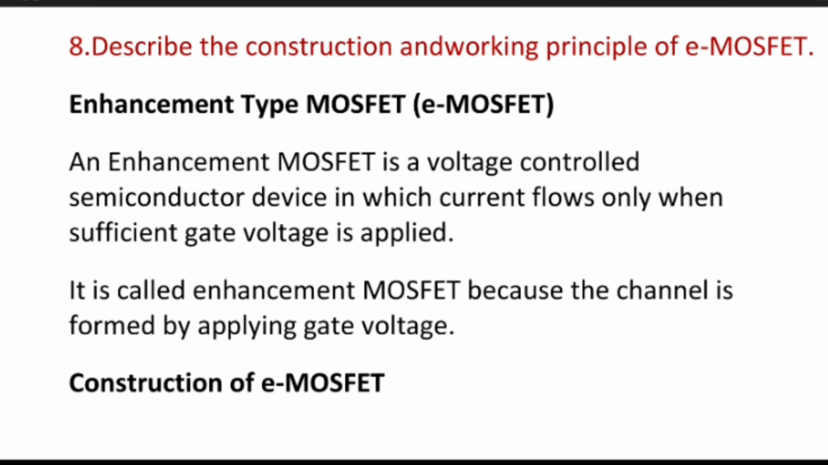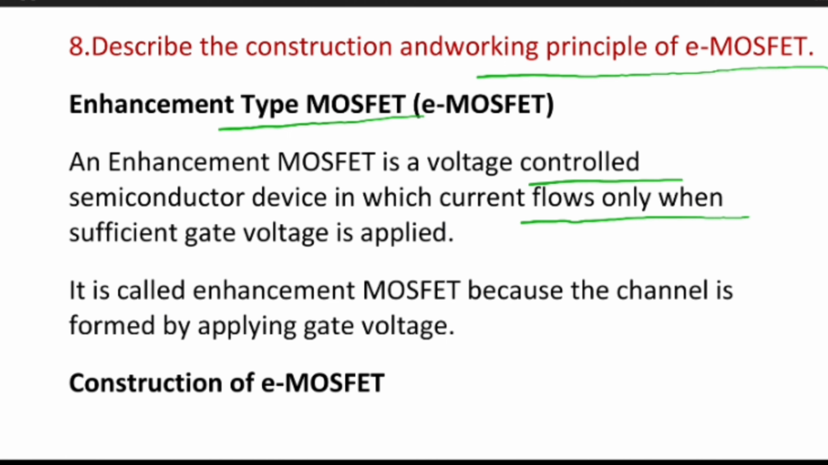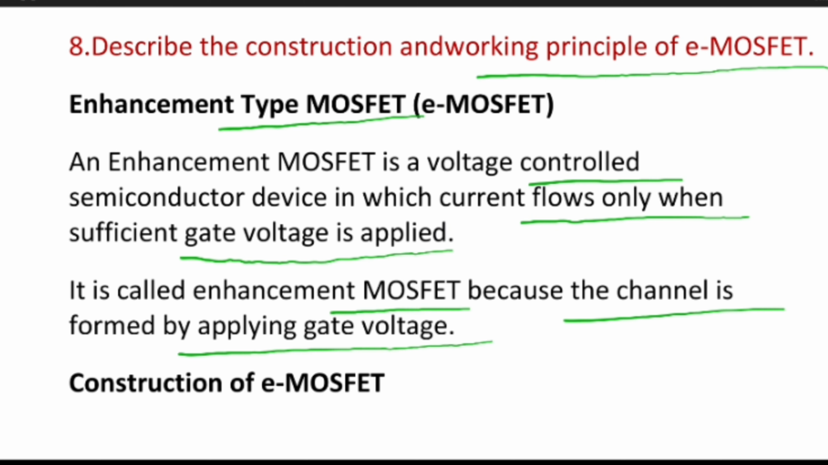The next question describes the construction and working principle of the MOSFET. We call it an enhancement type MOSFET. This MOSFET is a voltage-controlled semiconductor device in which current flows only when a sufficient gate voltage is applied. It is called an enhancement MOSFET because the channel is formed by applying a gate voltage.